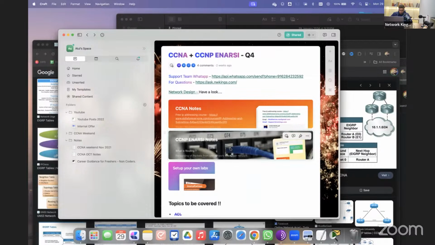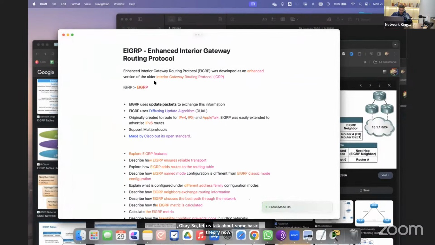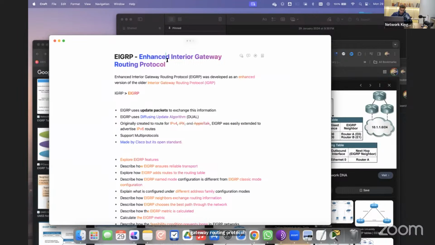Okay, so let's talk about some basic theory now. EIGRP stands for Enhanced Interior Gateway Routing Protocol. Make sure you remember the full form, otherwise your interview will not go ahead. EIGRP earlier was IGRP, Interior Gateway Routing Protocol, but now it is called Enhanced Interior Gateway Routing Protocol. It is made by Cisco. Who made this protocol? Made by Cisco, but it is open standard.